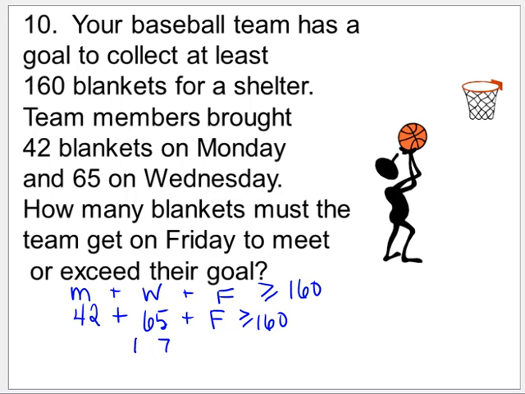On the left-hand side, I can combine my like terms, which is 107. 107 plus F is greater than or equal to 160. Subtract 107 off both sides, and I get that on Friday they have to collect greater than or equal to 53 blankets.